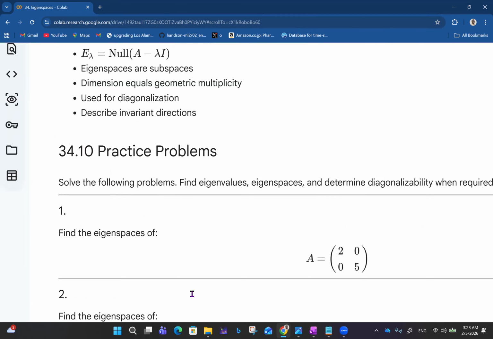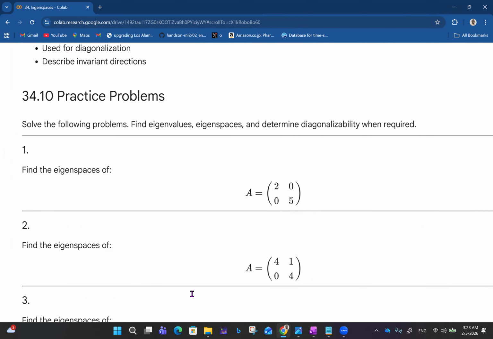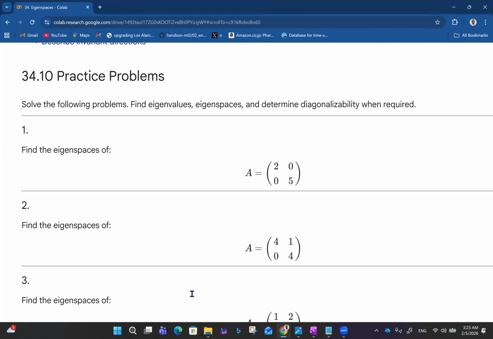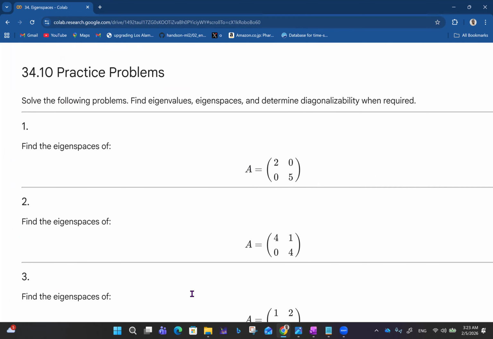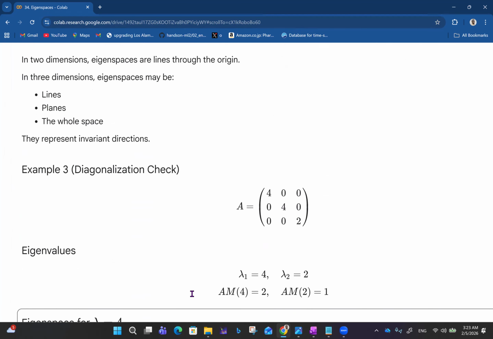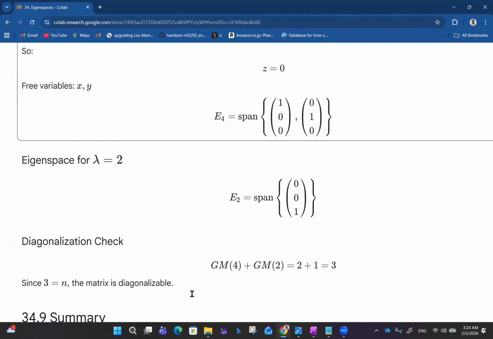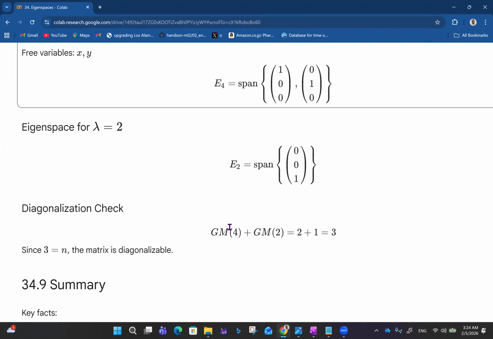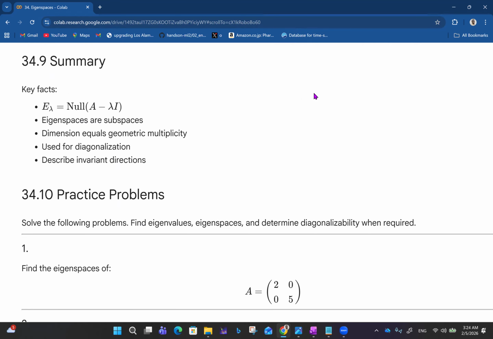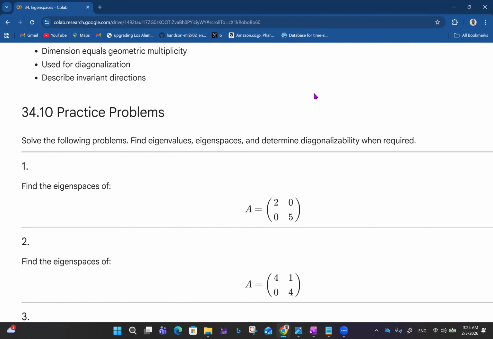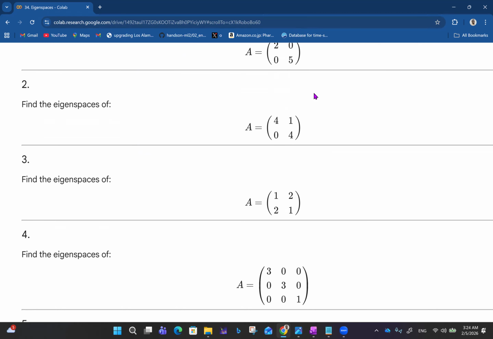So we have practice problems for this now. Solve the following problems: find eigenvalues, eigenspaces, and determine diagonalizability when required. The condition for diagonalizability, as we saw already, is that if you add together the geometric multiplicities of each eigenvalue and can find n independent eigenvectors, then you can talk about diagonalizability, as you can see there.